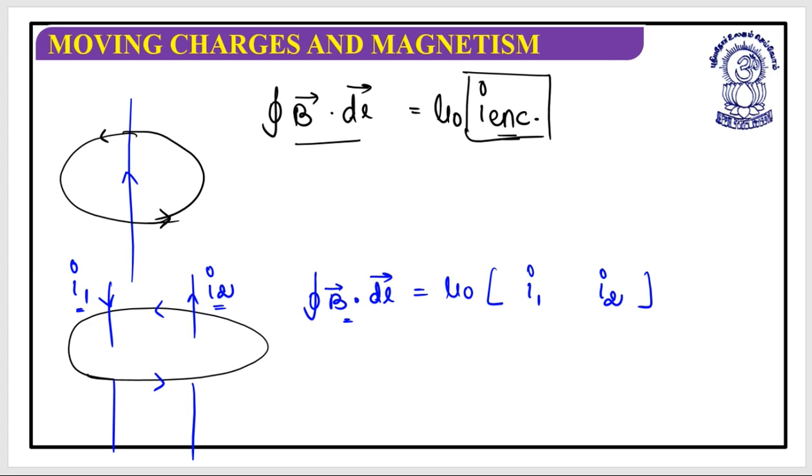Is it clear? So even in this case, what is the direction? Yes, the direction represents that upward will support, downward will oppose. That means I2 should be a positive one and I1 should be a negative one. I hope this is clear. Is it clear? Great.